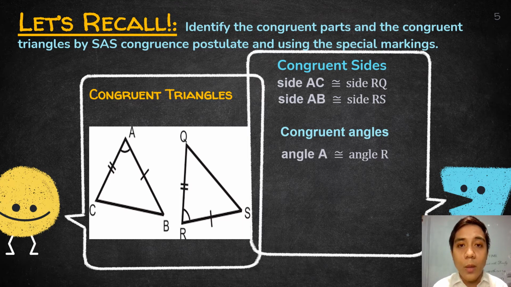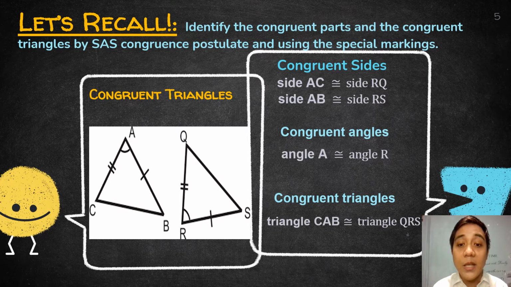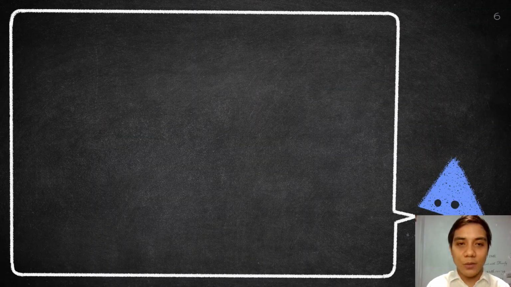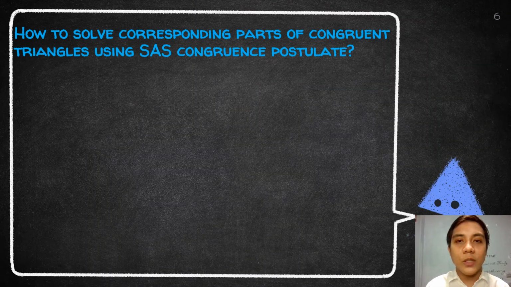Since all the congruent parts are already identified, we can now name the two congruent triangles under the SAS congruence postulate. Triangle ACB is congruent to triangle RQS. For our lesson, we need to solve corresponding parts of congruent triangles by the SAS congruence postulate. So how do we do this?